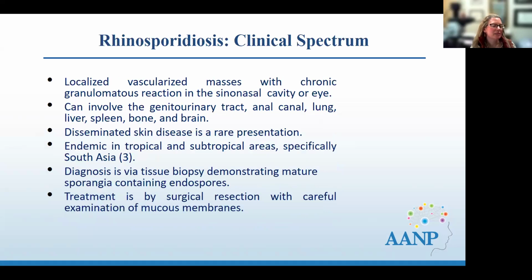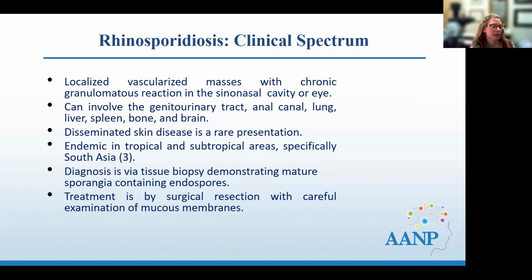It really looks like a chronic granulomatous reaction in a vascularized mass. And so most of them are sinonasal. They can be eye as well. They can be throughout the body. Disseminated skin is a rare presentation, and it's endemic in South Asia and tropical areas.